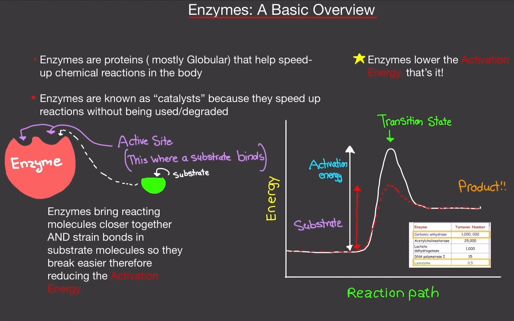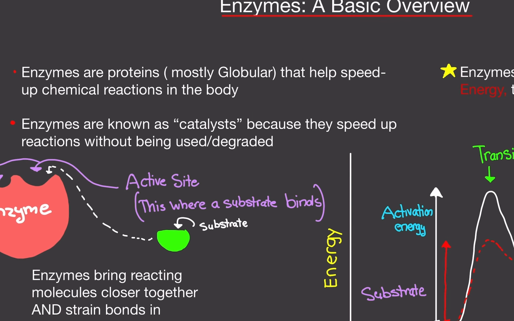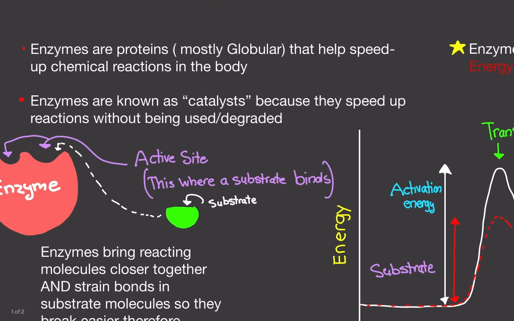So I think it's fitting we start out with the basics. Enzymes are proteins that are mostly globular, so they look like a globe, a sphere, for example. What they do is help speed up chemical reactions in the body. Enzymes are known as catalysts because they speed up reactions, but the enzyme itself is not degraded in any way. It's recycled in your body.